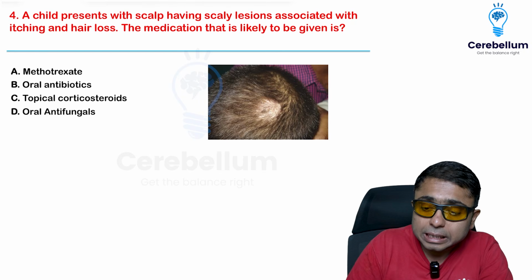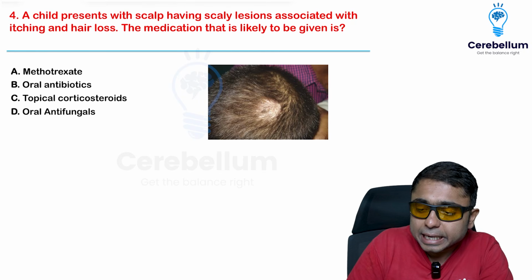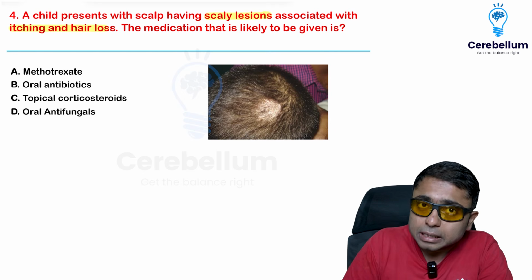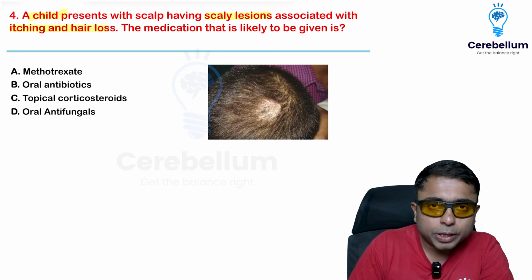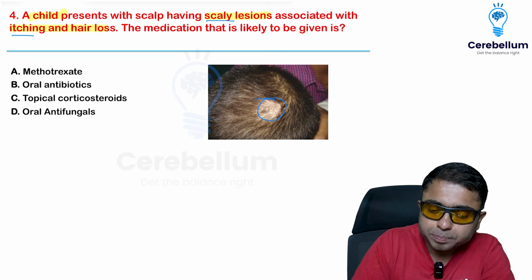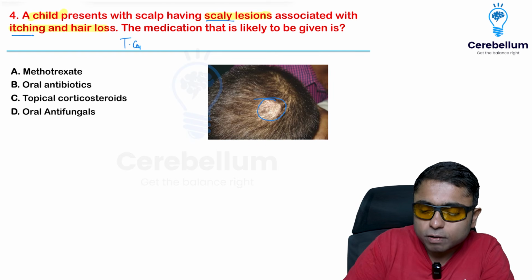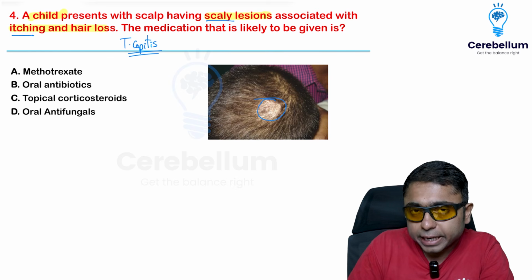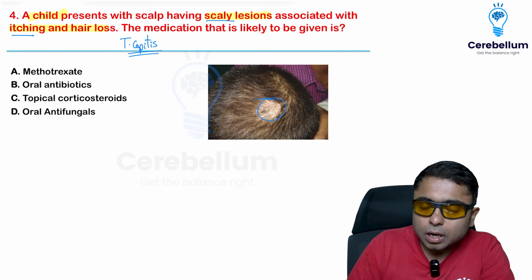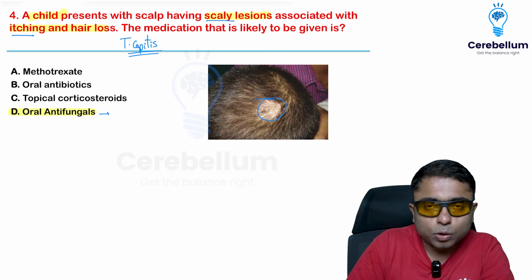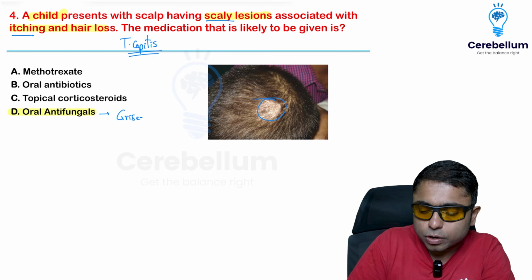Next is a child who presents with a scalp having scaly lesions associated with itching and hair loss. So this is a very important history which is actually mentioned here. Child is a very, very important clue, because the child is having patchy hair loss associated with scaling and itching. The first and foremost diagnosis you must think of is tinea capitis. So in such a case, what are the medications we are going to use? Remember, the oral antifungals will be the treatment for these patients, and among the oral antifungals you have griseofulvin, which is going to be the overall drug of choice.